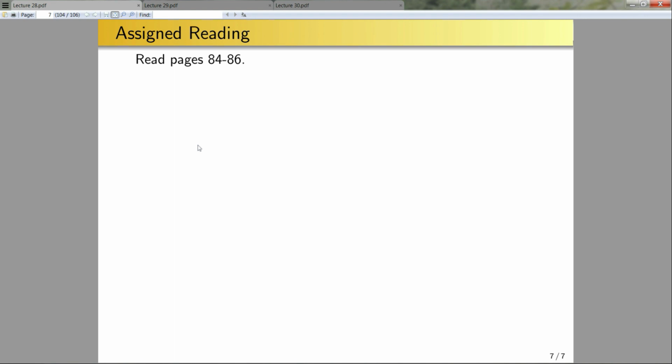Okay, so for your assigned reading, I want you to read pages 84 through 86. So here I was a bit lazy with my prep of lectures, and I took the examples directly out of the book. But if you want to do the reading, it's there for you.